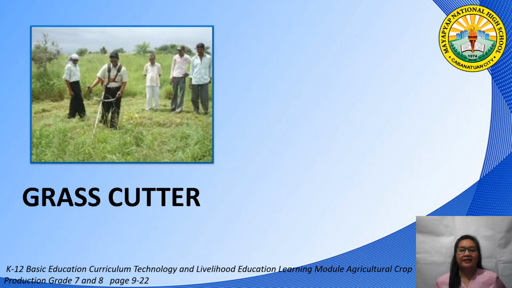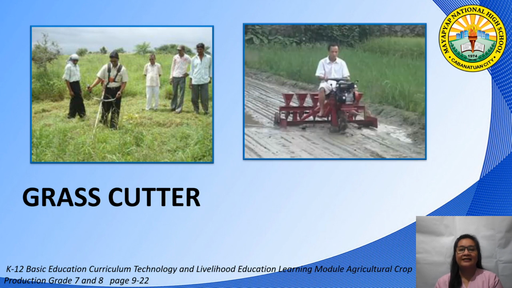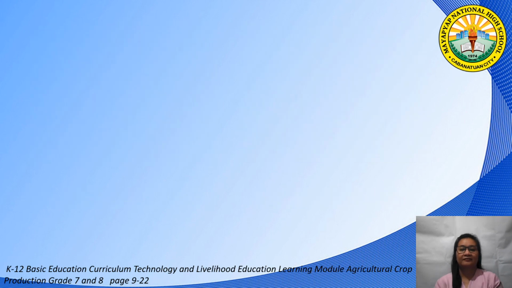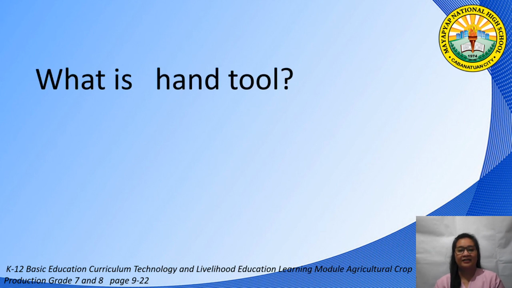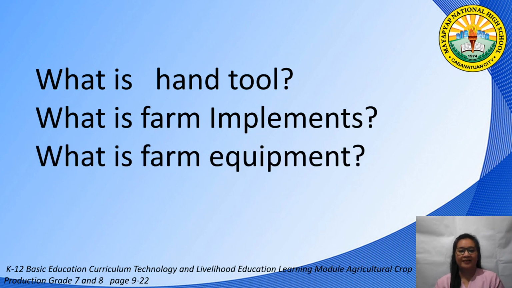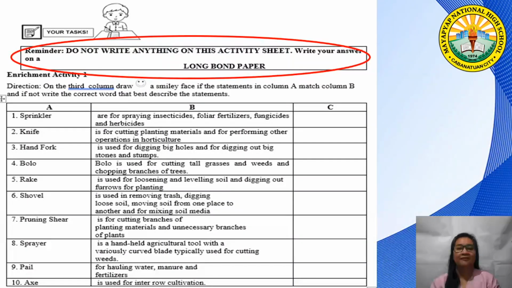Grass cutter. It is used for removing and cutting grasses. Rice seeder. It is used for sowing germinated paddy seed directly in wetland field. There is no need for transplantation. Now, let's see if you understand our lesson. What is hand tool? What is farm implements? What is farm equipment? At this point, turn your activity sheet to enrichment part.